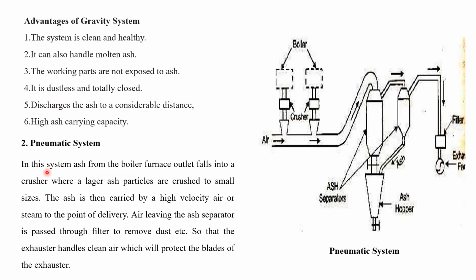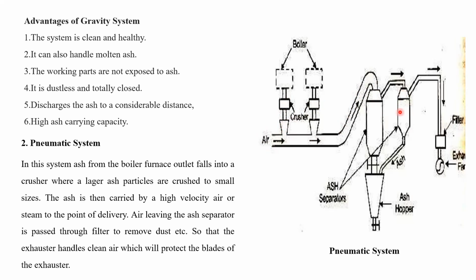Now the pneumatic system. A line diagram is again shown for the pneumatic system. This boiler is shown. The ash is being collected through the crusher. We were calling them crushers or grinders. After grinding the ash to finer particles, it is mixed with water with the help of hydroejectors, or here it is shown as air or steam. With the air pressure, the ash in particle form is sent through the separators.